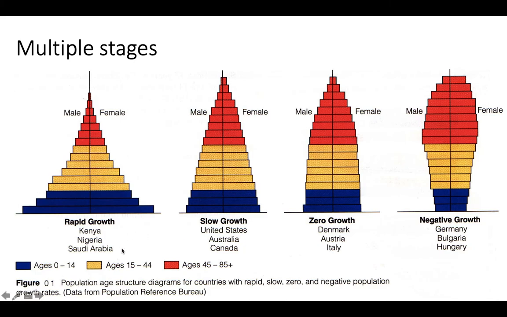Like I said, there are multiple stages. This is the same thing I was just talking about. A wide base indicates rapid growth. A moderate base indicates slow growth. A pretty evenly spaced base indicates no growth. And a narrower base and a wider top indicates negative growth, because there are fewer young people being produced, and there's a lot of the older generation which will eventually die off.